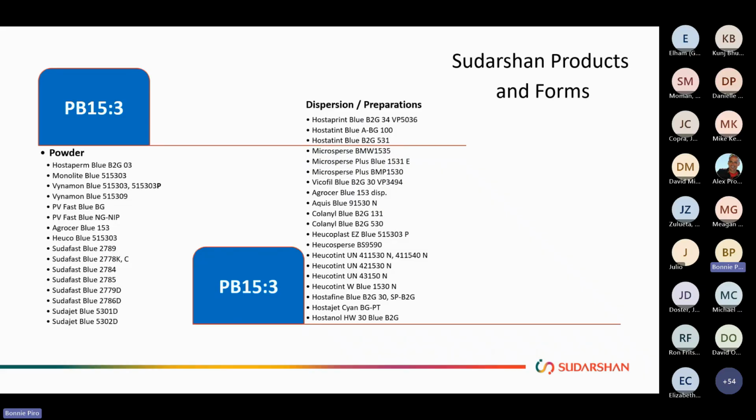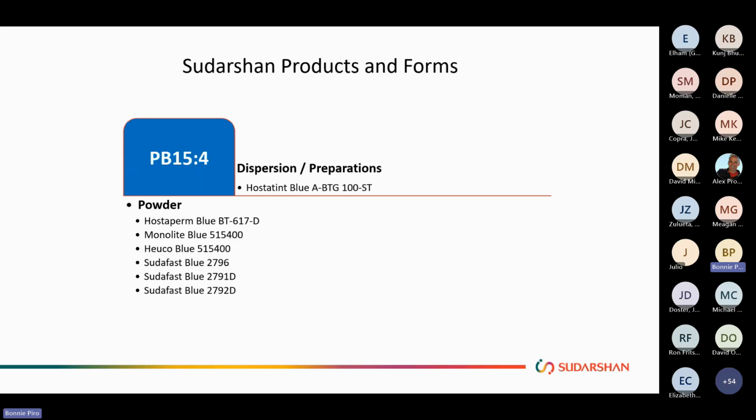15:3, as I mentioned, is widely used in the color index. As you can see, it's so wide that I had to create two charts to give you an example of the options available in both the powder and the liquid side as well. So again, many options to fit your need for your application area. And on the blue side, just like on the alphas, the 15:4 being a more coatings developed grade, there are fewer options here as well.